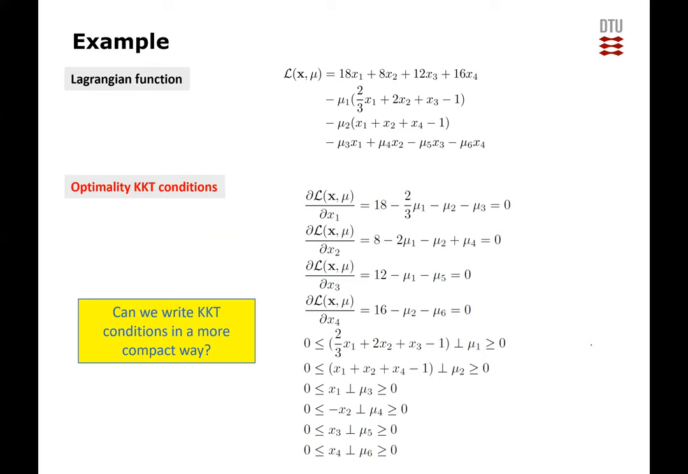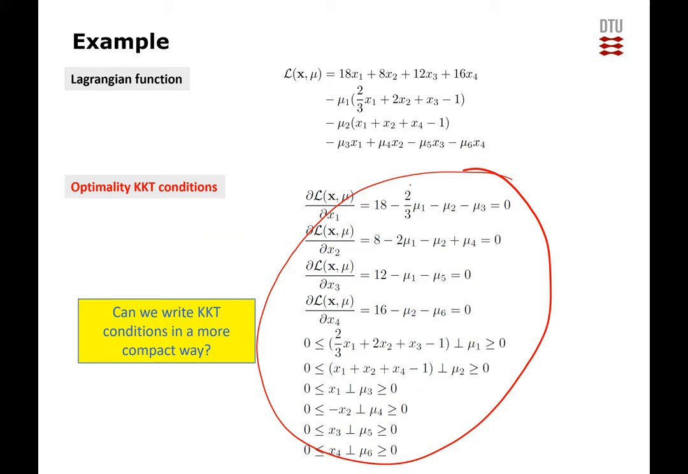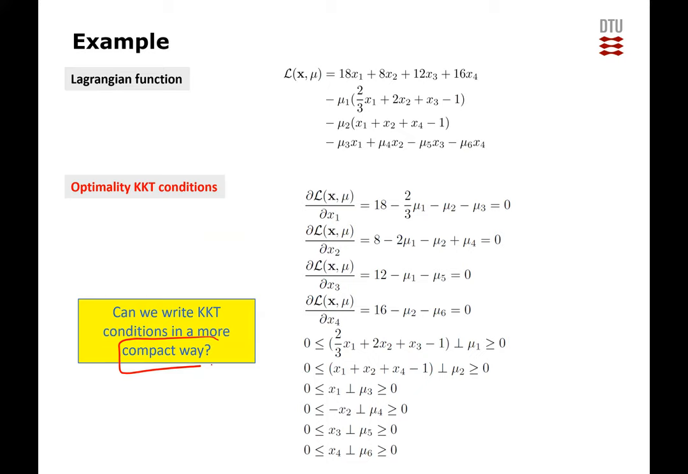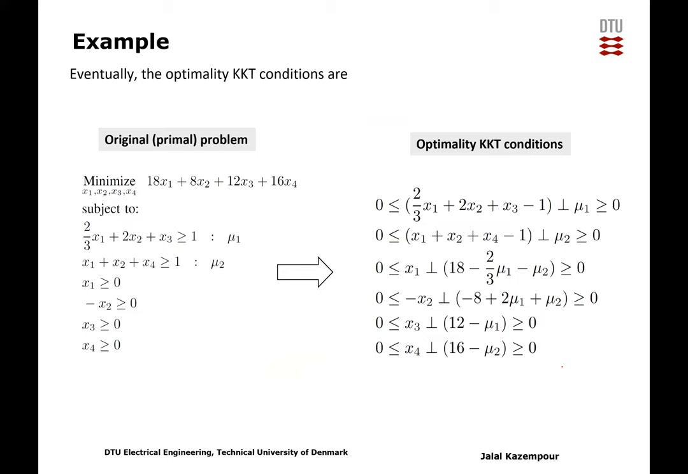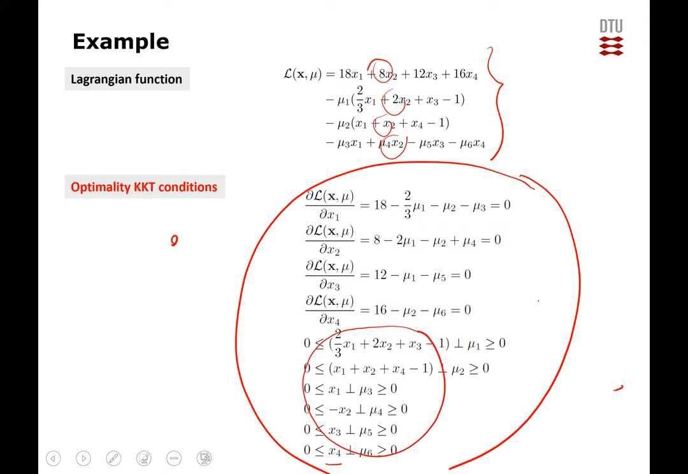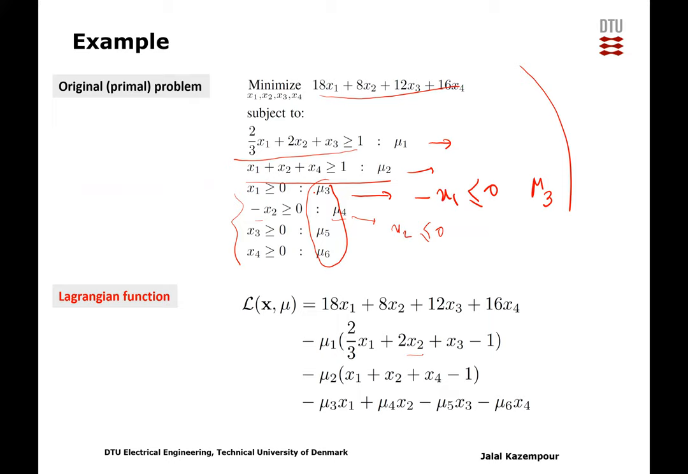Good, so this is our KKT conditions. But there's a question. Can we write our KKT conditions in a more compact way? Let me explain. Yes. For example, check these two constraints. Here, remember mu3, let me go back here. Mu3 till mu6, they are corresponding to non-negativity conditions of variables. Mu1 and mu2, they are related to regular constraints. But mu3, mu4, mu5, mu6, they are corresponding to non-negativity constraints. Only one variable appears there.